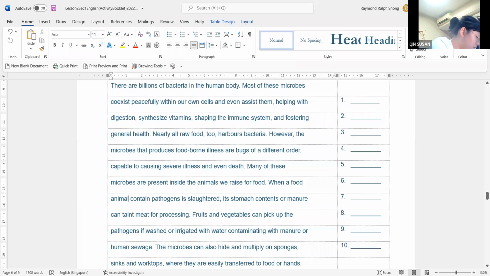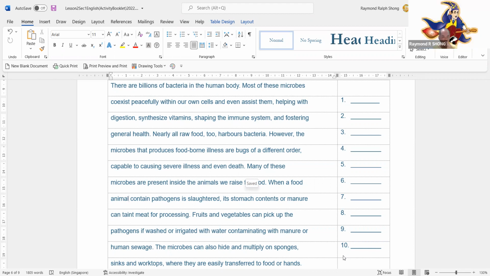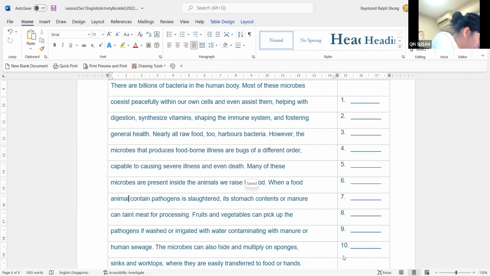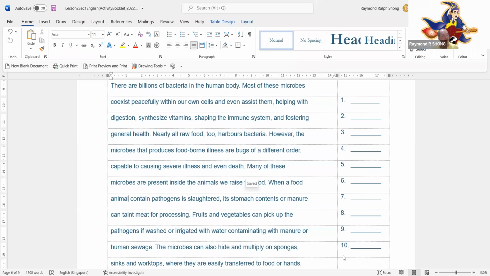There are billions of bacteria in the human body. Most of these process peacefully within our own cells and even assist them, helping with digestion, synthesizing vitamins, shaping the immune system and fostering general health. Nearly all raw food too harbors bacteria. However, the microbes that produce food-borne illness are bugs of a different order, capable of causing severe illness and even death. Thank you so much.